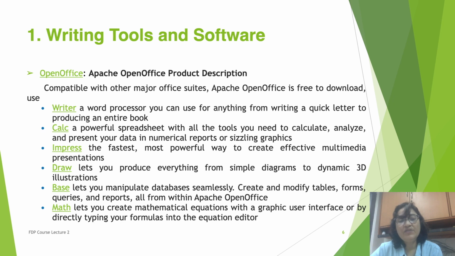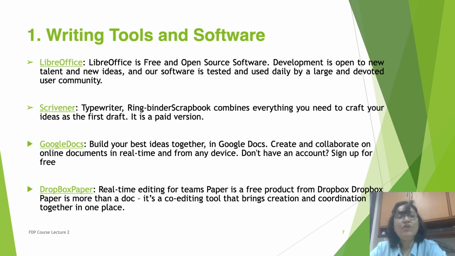It can modify tables, and you can design your own forms, queries, and reports. And Math lets you create mathematical equations. So it is an overall bundle of useful things which a researcher needs. Okay, next is LibreOffice. LibreOffice is free and open source software. Development is open to new talent and new ideas, and this software is tested and used daily by a large and devoted user community. Scrivener, as I said, is a typewriter kind of thing. Normally, it is used by novelists.